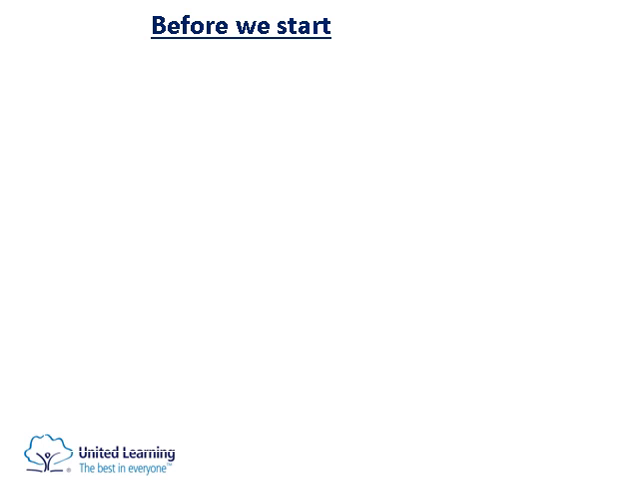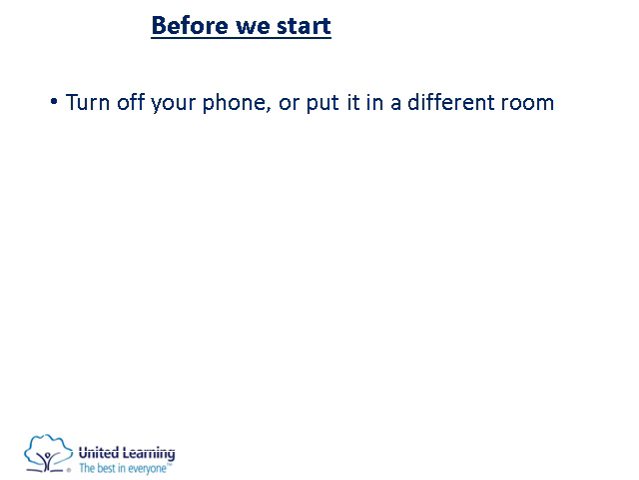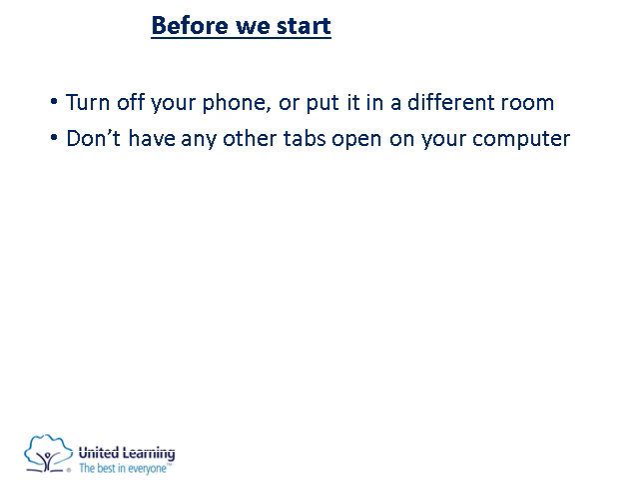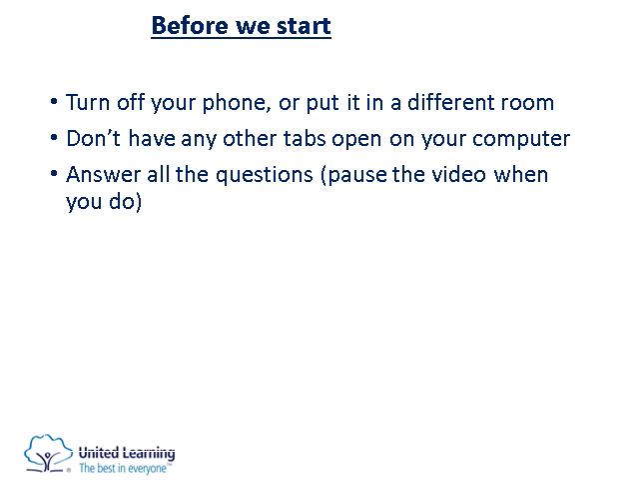Before we start, same thing as last week: turn off your phone and put it in a different room please. Don't have any other tabs open on your computer. Answer all the questions in your book, which you should have in front of you, or at least a copy of it open on the computer and a piece of paper as well. Please make sure you have 2 different coloured pens which you can be working with so you can be improving your answers as you go along.